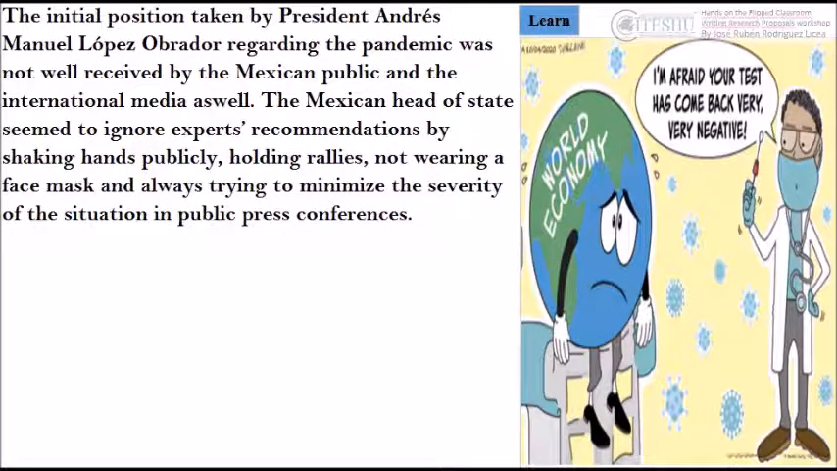The initial position taken by President Andrés Manuel López Obrador regarding the pandemic was not well received by the Mexican public and the international media as well. The Mexican head of state seemed to ignore experts' recommendations by shaking hands publicly, holding rallies, not wearing a face mask, and always trying to minimize the severity of the situation in public press conferences.